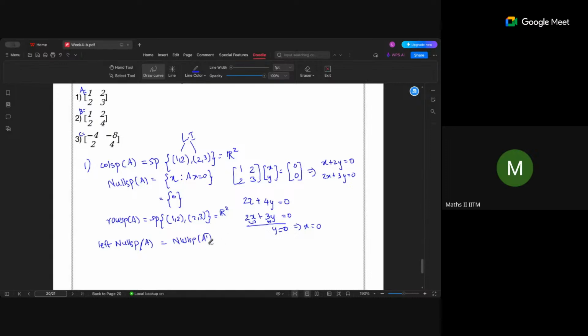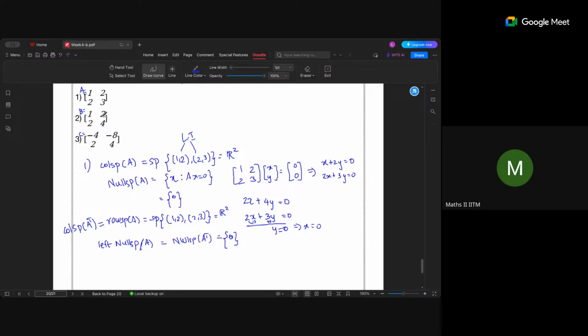Do you already know the answer? This is nothing but, we already know, the column space of A transpose, right? So if the column space of A transpose is R2, what should be the null space of A transpose? The origin, 0, 0, right? Okay. So now we know that these two are linearly independent. That's why we got it to be R2.